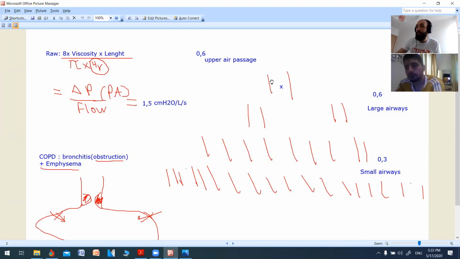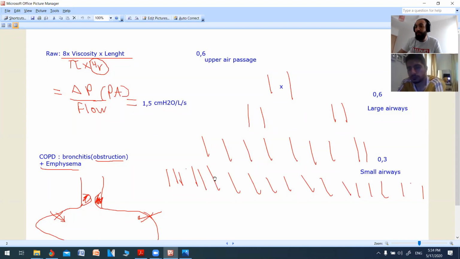Why? Because if you go down and down, what will happen to the resistance? The air comes here and it divides into two places. So when you calculate the total resistance in that cross section, it will be a lot lower, exactly like on the blood vessels. You do not calculate this plus this plus this. No, you calculate one over R1 plus one over R2 plus one over R3, because it is divided this way. You understand?